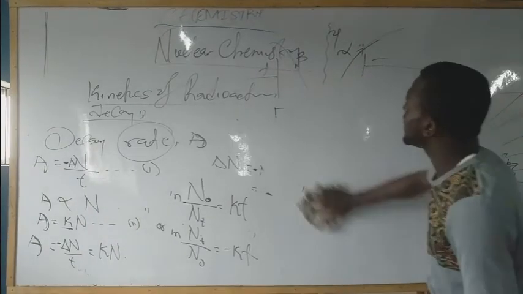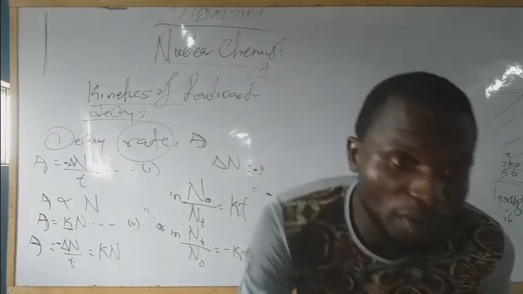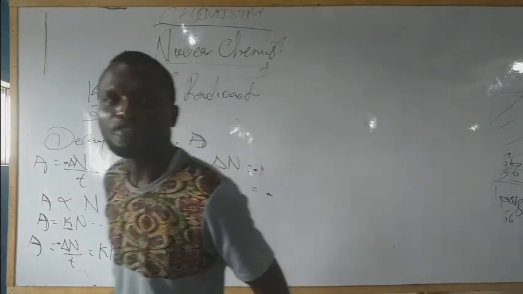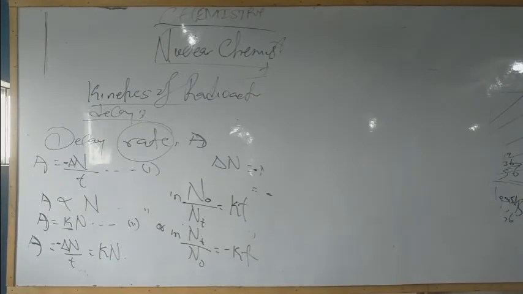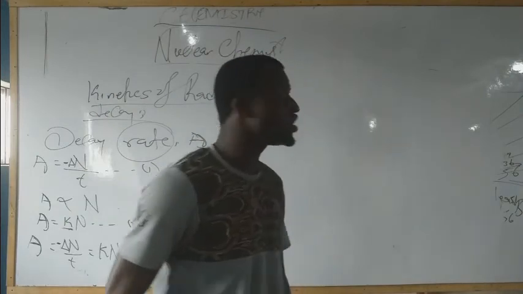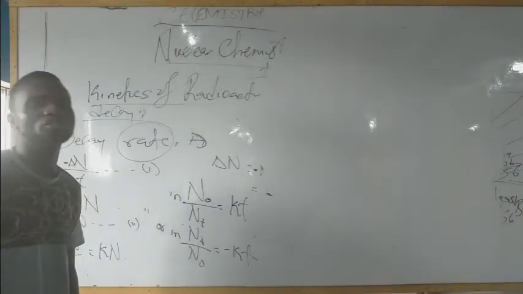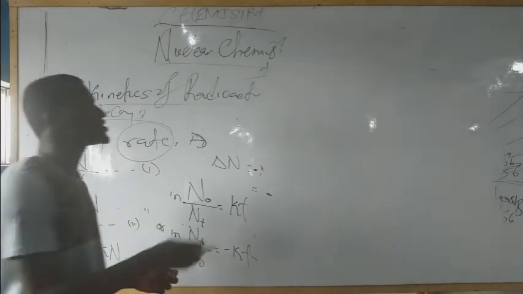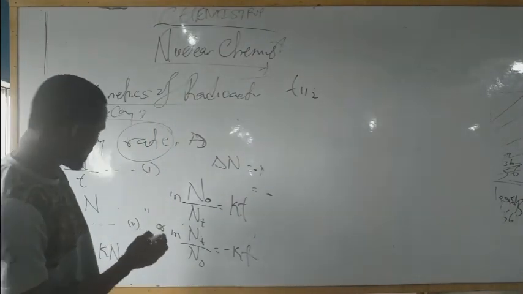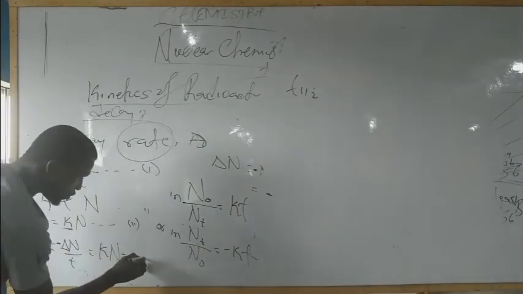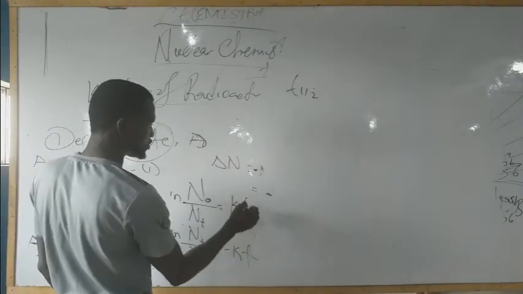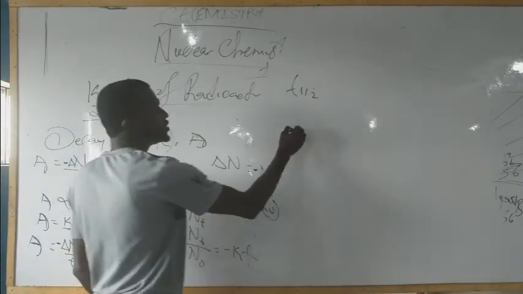Now, what do we mean by half-life? Half-life, represented as T half, is defined as the time taken for a given quantum of a radioactive element to reduce to half of its original amount. The time taken for a given quantum of radioactive element to reduce to half of its original amount is regarded as half-life, and it is denoted as T half. Now, to derive the equation of half-life, take this as equation 3, then this one as equation 4.